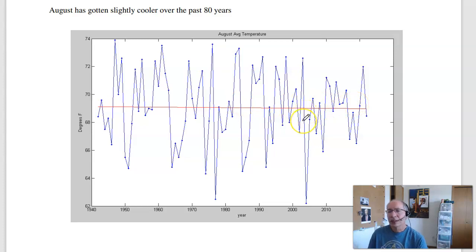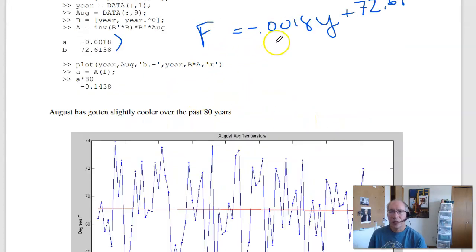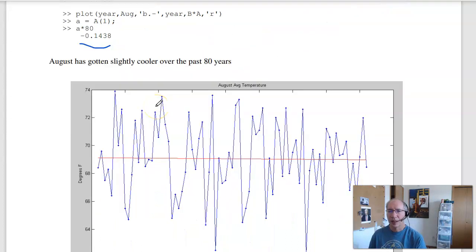Now what this tells you is the slope is the trend. Kind of surprisingly, August is actually cooling off. The other months are actually warming, but August is slightly cooling. Over 80 years, August has gotten about 0.14 degree Fahrenheit cooler. Some reasons might be getting cloudier. Cloudier cools you down a little bit. Whatever. That's what the data says.